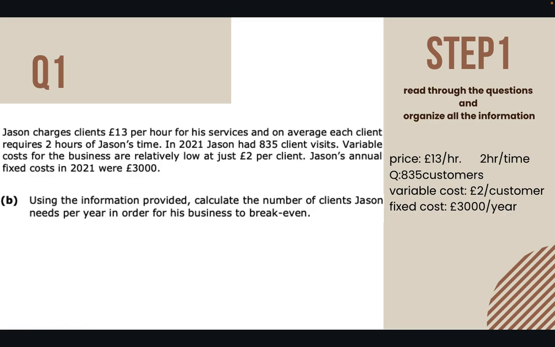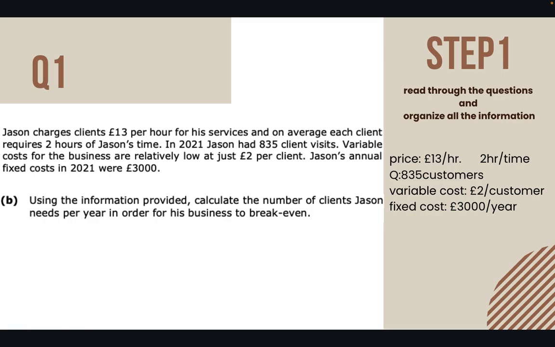Question 1. Jason charged his clients £13 per hour for his service, and on average, each client requires 2 hours of Jason's time. In 2021, Jason had 835 client visits. Variable costs for the business are relatively low at just £2 per client. Jason's annual fixed costs in 2021 were $30,000. Using the information provided, calculate the number of clients Jason needs per year in order for his business to break even.